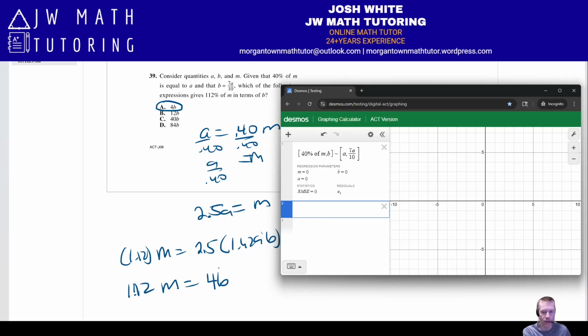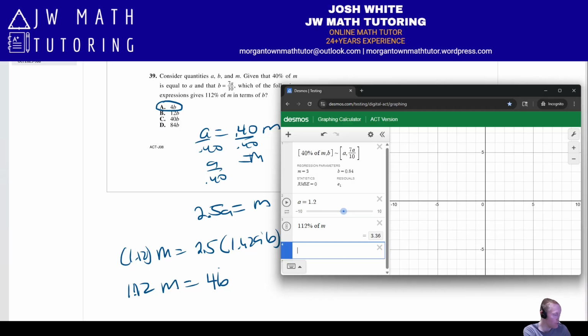So let's say I'm going to take a, and let it equal 1.2. Okay, now what I'm going to do is just calculate 112% of m. Okay, so notice I have that number 3.36. Now I just look at the answer choices and I see which of those is equal to 3.36 based on the b value. And you can just type it in. For example, 4b, 3.36, there's our answer. Okay, but if it wasn't, you could also check 12b, you could check 40b, or you could check 84b. So that's it. That's how you can solve this problem entirely in Desmos.